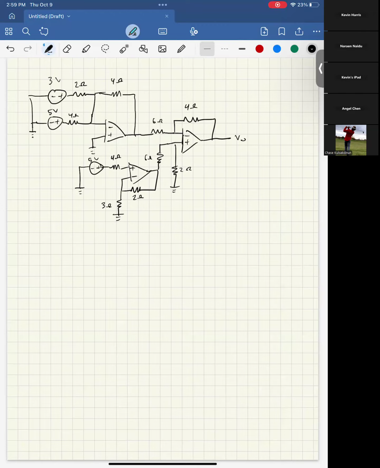So this question is basically just find V out, right? You all should have done this on your homework. Let me actually go grab my calculator before I get into this too far.